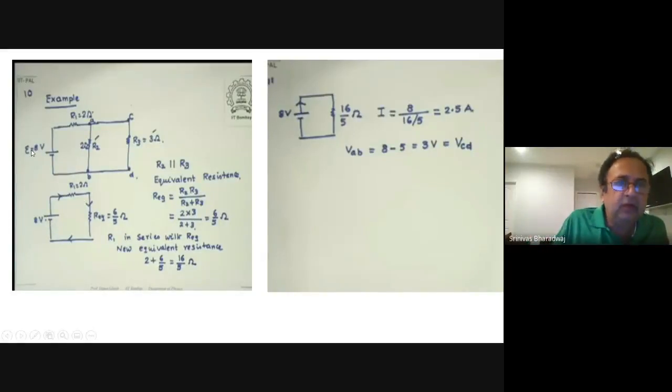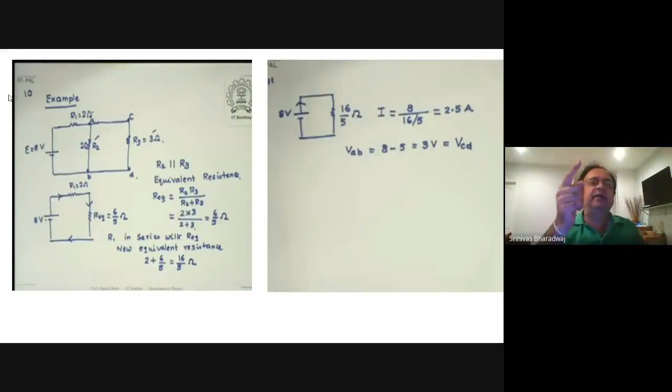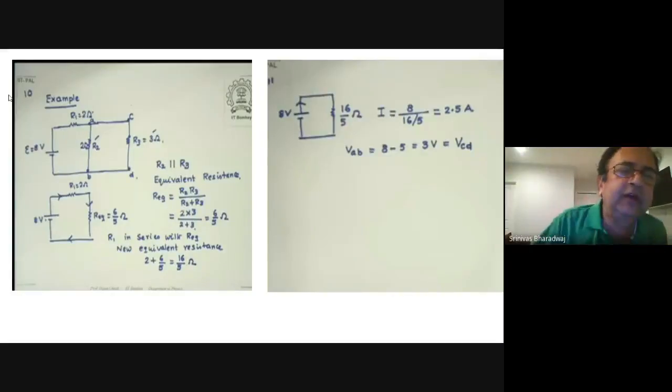Now you can even do that in this circuit. Plus 8 minus 2.5 times 2 minus I1 times 2 equals 0. And then using that, you can calculate the current in R2. So if you go once around any loop, you will end up with 0.